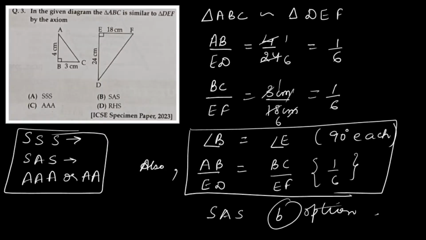Let's do next question. Question number 4. Same type of question. Let's see which rule. So in the given figures, AB is 24, AC is 18, DE is 12, DF is 9. So these angles are equal. Angle A is equals to angle D. So which rule of similarity are we using here to prove them similar?